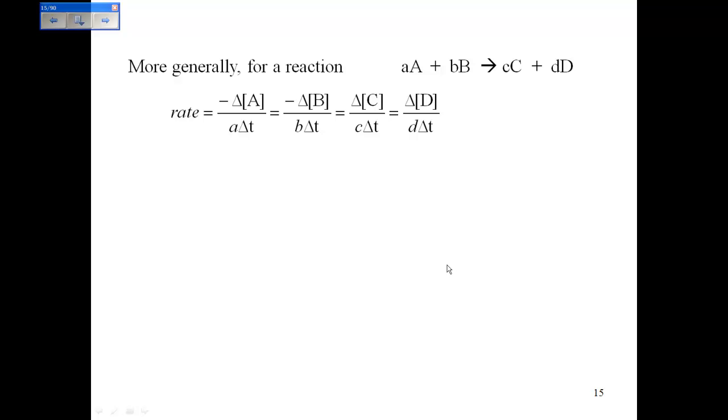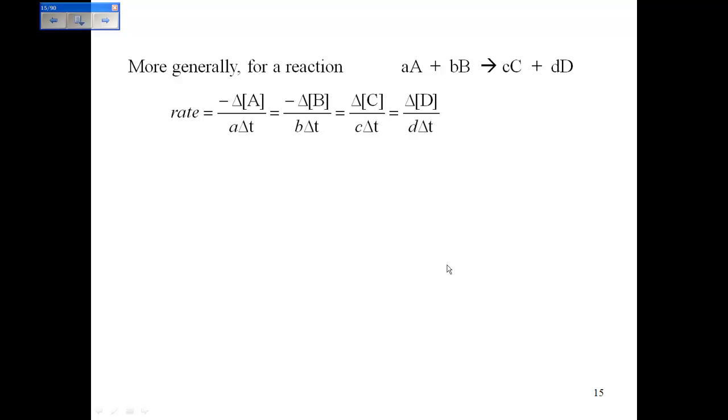Let's put this in generic format. Let's say I just had a reaction: A plus B gives me C plus D, and I have the coefficients small a, b, c, and d. I can write a general rate equation for each one of the species as reactants or products.